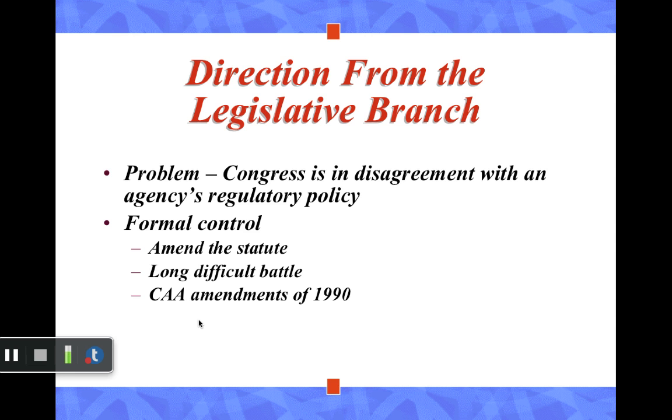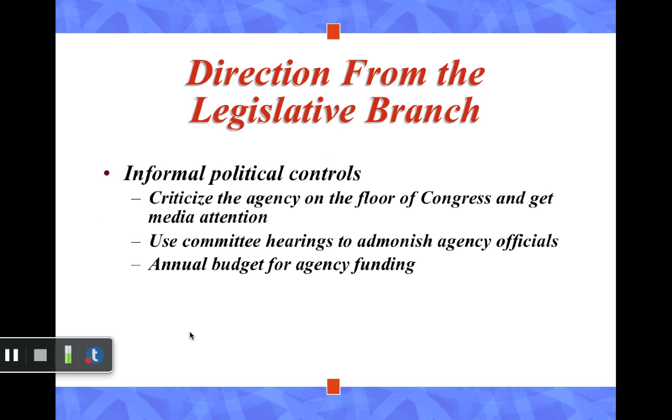There are some examples of that. The Clean Air Act amendments of 1990 are an example of a formal control that worked, but most of the time, formal control is something that is not done due to the cumbersome nature and the difficult battle that it will take to actually amend a statute. What's more commonly done is what's called an informal control.